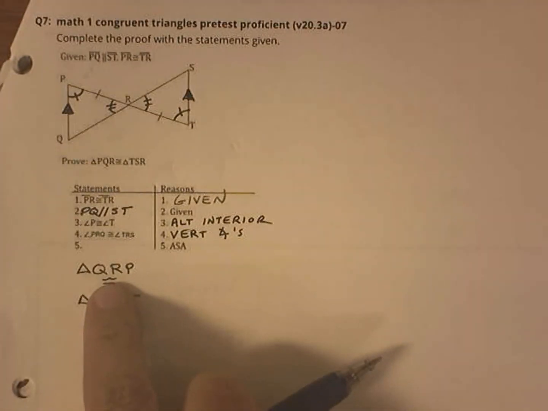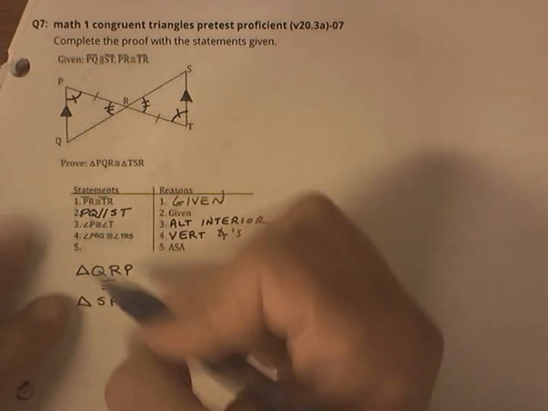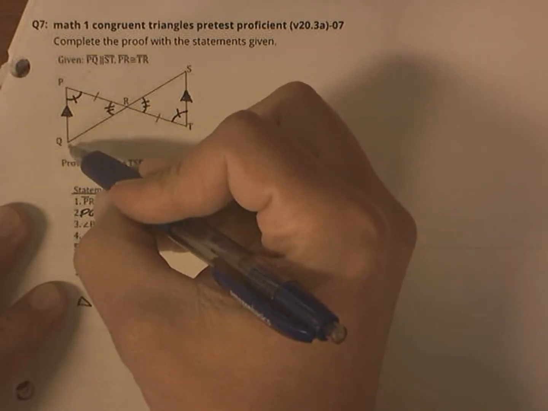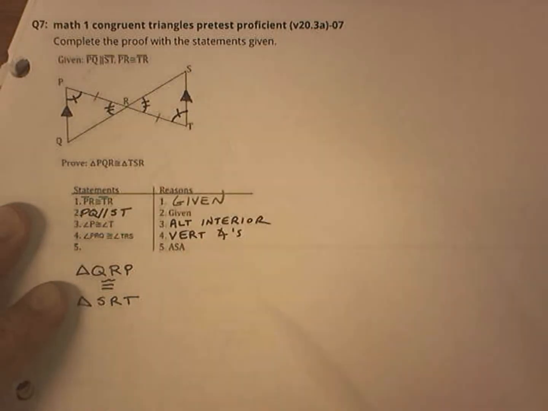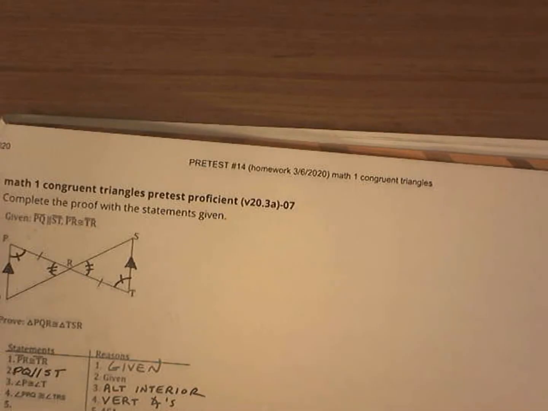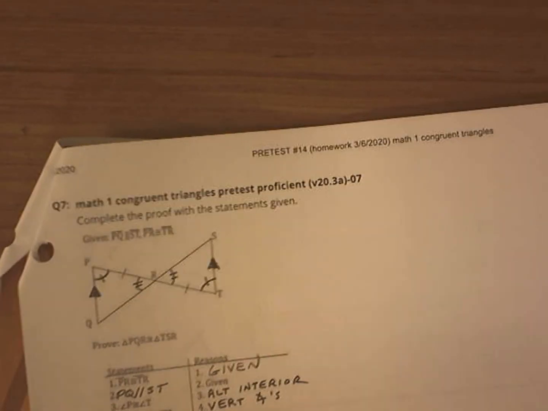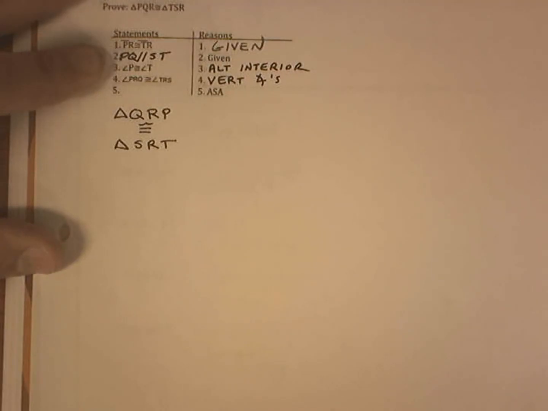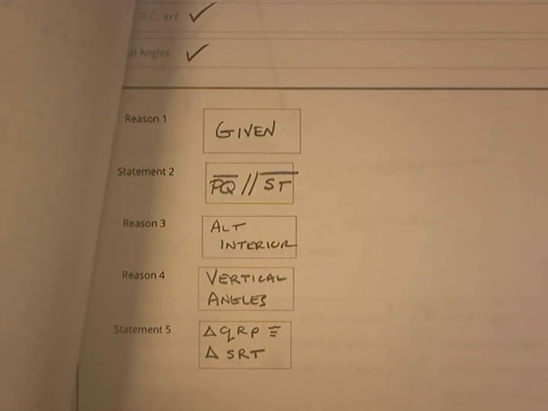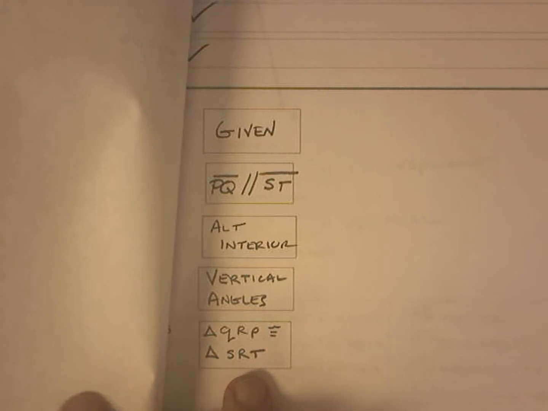This is the weird part here, though. You've got to make sure you go in the right order. So QRP is congruent to STR, good, by angle, side, angle. So let's see, I've got the given. PQ is congruent to ST, alternate interiors, vertical angles right there, and then the two triangles are congruent. And that was just drag and drop into place.